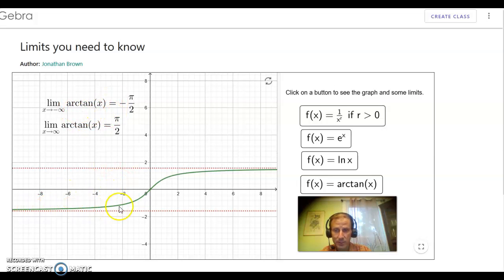So this is the graph of arctangent because it's just one piece of the graph of y equals tangent x between minus pi over 2 and pi over 2 and flipped about the line y equals x. Since tangent of x has vertical asymptotes at minus pi over 2 and pi over 2, arctangent of x is going to have horizontal asymptotes at y equals minus pi over 2 and y equals pi over 2. So therefore, the limit as x goes to minus infinity of arctangent of x is minus pi over 2, and the limit as x goes to infinity of arctangent of x is equal to pi over 2.